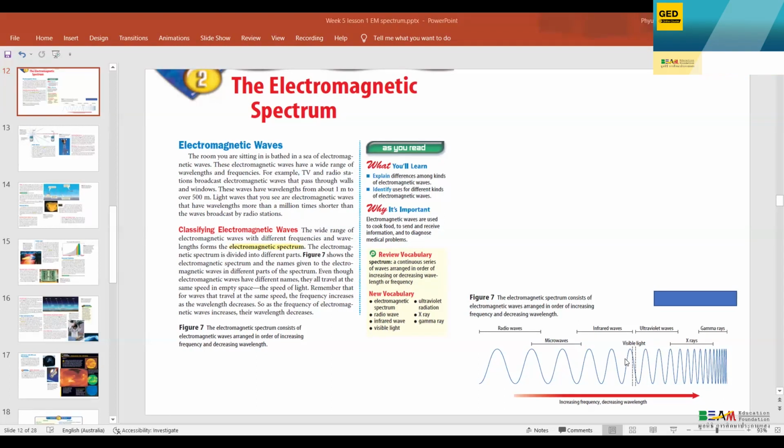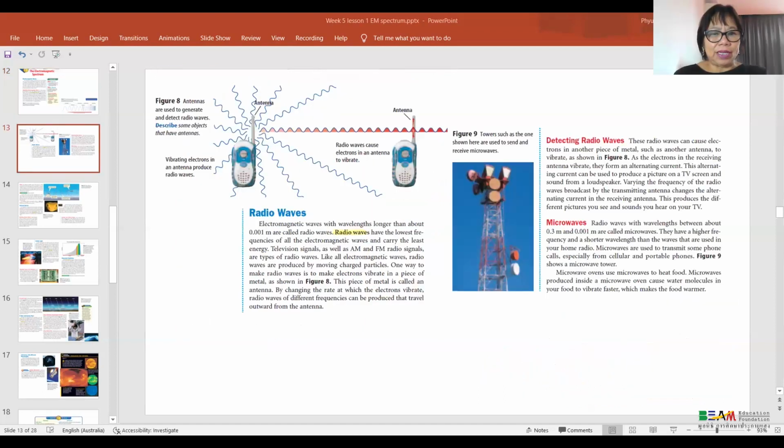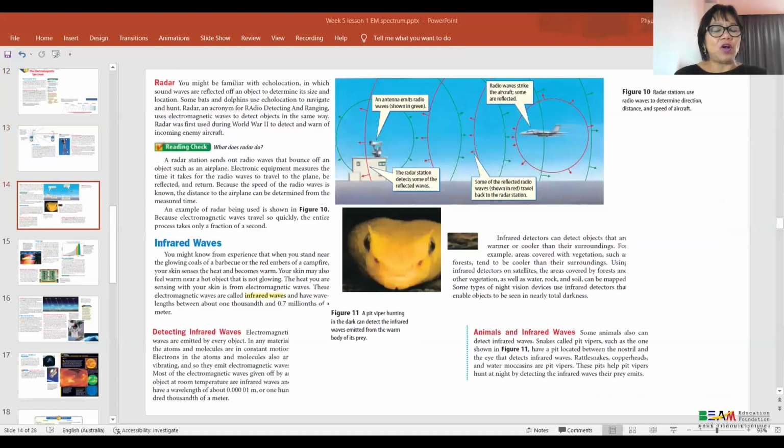Now, let's go back to my first question. I said the paragraph said every object emits electromagnetic waves. So think about our bodies. Do we have atoms and molecules in our body? Yes. Are they stationary or are they moving? They're moving.